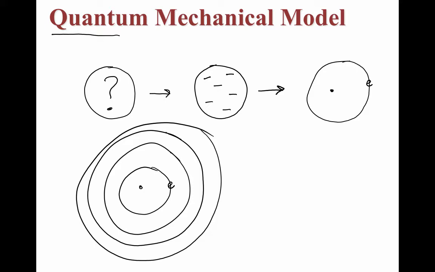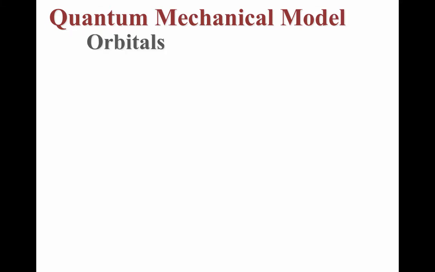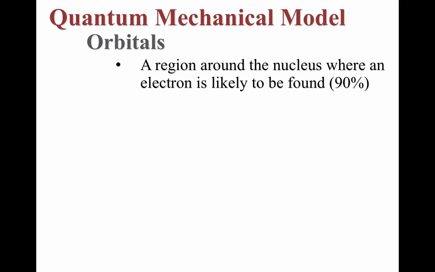Now that's a great model, and we'll still use that model, but it's not completely accurate. And this is what leads us to the new model. In the new model for the atom, we have a completely different concept for the placement of the electrons, though the name may sound similar. The name is called orbitals, not orbits, orbitals.